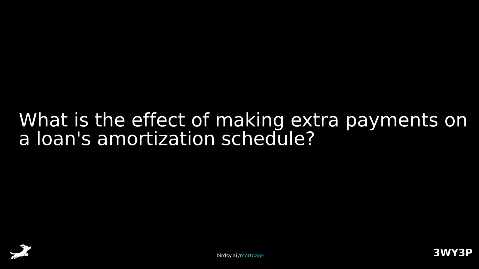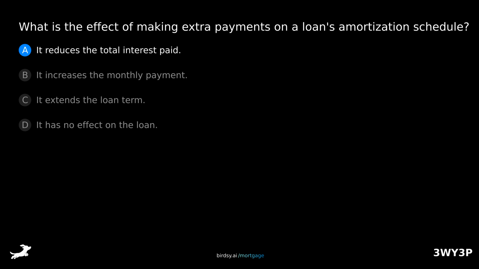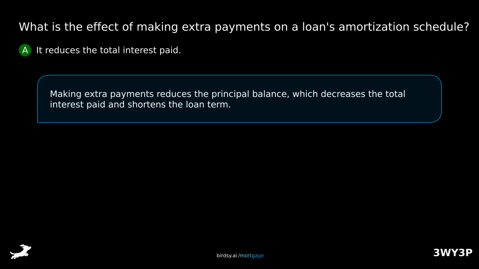What is the effect of making extra payments on a loan's amortization schedule? Is it A, it reduces the total interest paid, B, it increases the monthly payment, C, it extends the loan term, or D, it has no effect on the loan? The answer is A, it reduces the total interest paid. Making extra payments reduces the principal balance, which decreases the total interest paid and shortens the loan term.